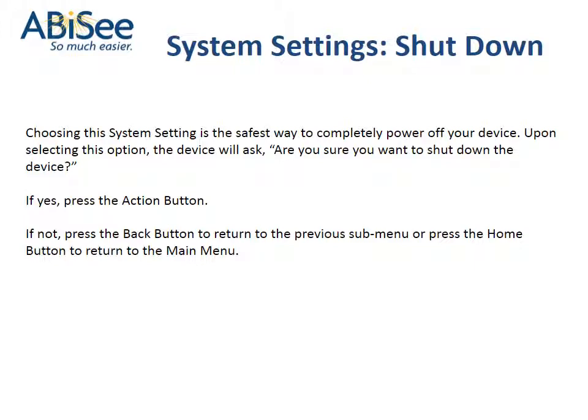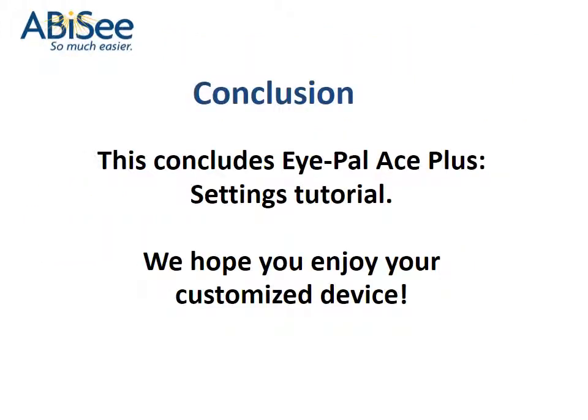System settings, shut down. Choosing this system setting is the safest way to completely power off your device. Upon selecting this option, the device will ask, "Are you sure you want to shut down the device?" If yes, press the Action button. If not, press the Back button to return to the previous submenu or press the Home button to return to the main menu. Conclusion. This concludes the PalAcePlus settings tutorial.